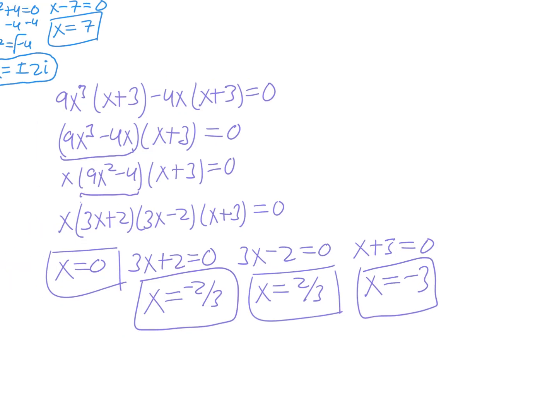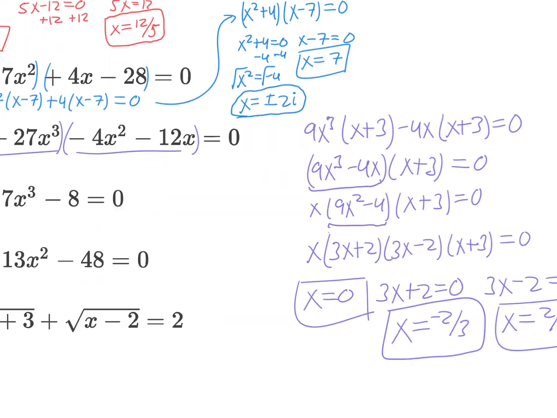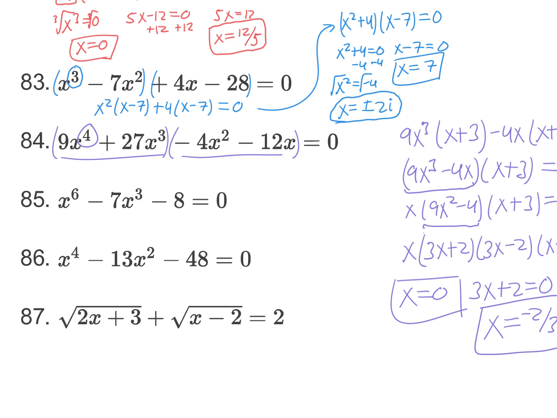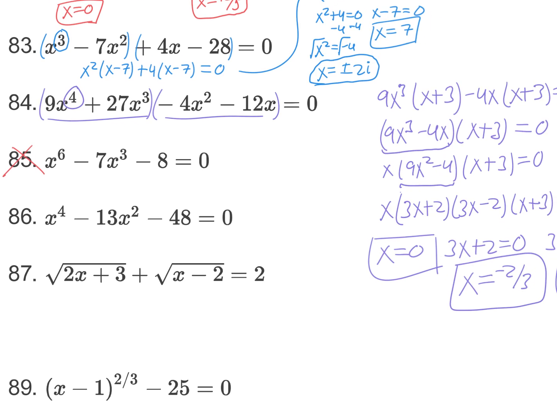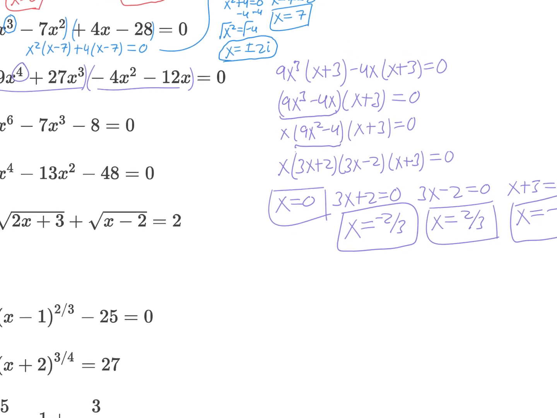All right, so we get 4 answers, which is what we were expecting, right? Because if you look at the problem, I have my highest exponent as 4. All right. 85 and 86, we can do a substitution, but we're going to skip 85, because that gets you really strange cube answers. All right, so let's skip that. Let's just do 86.